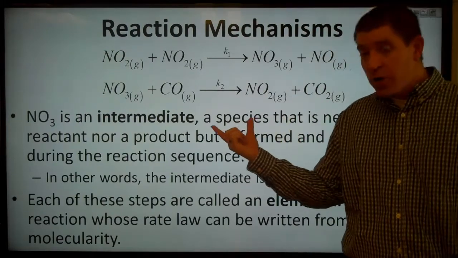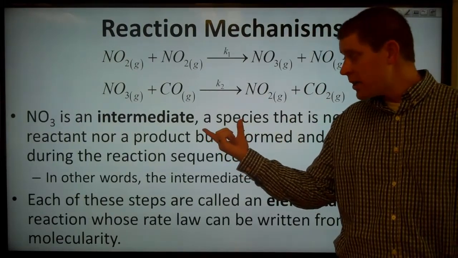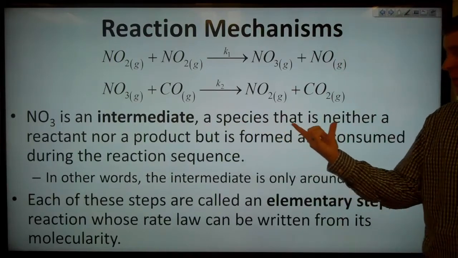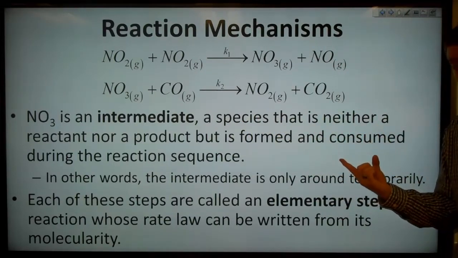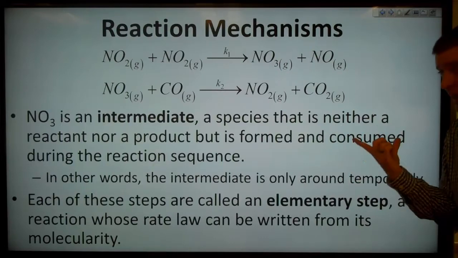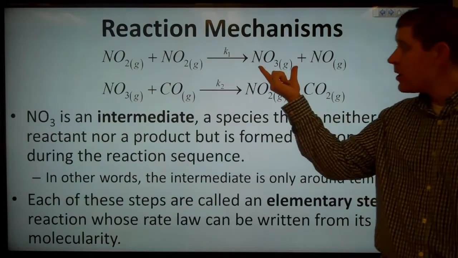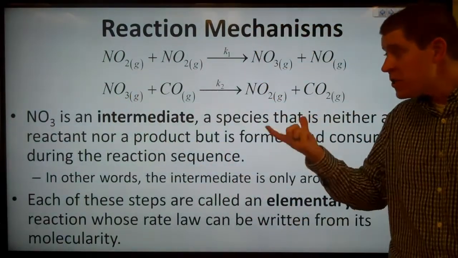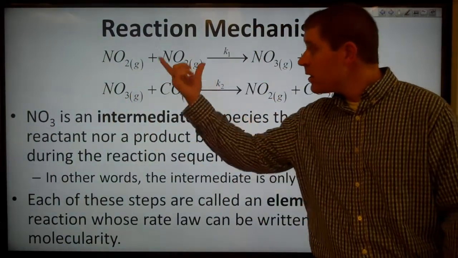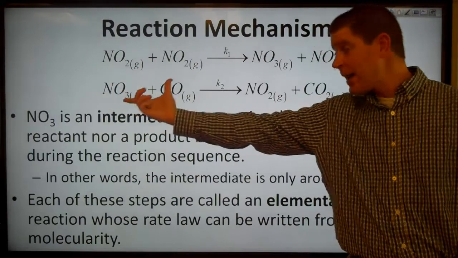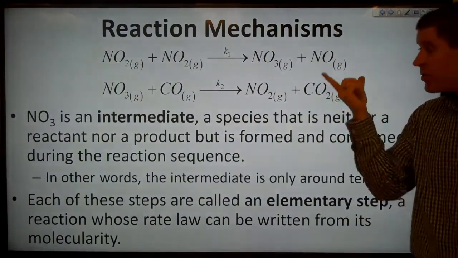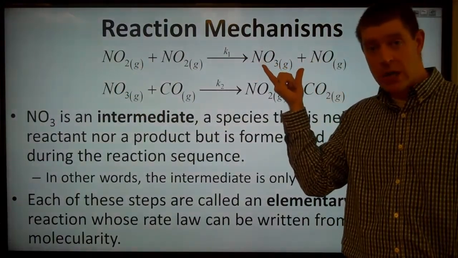NO3 is an intermediate. An intermediate is a species that is neither a reactant nor a product, but it's formed and then later consumed during our reaction sequence. We form it here and we consume it there. It's an intermediate because at the beginning of the reaction, it's not around, and at the end of the reaction, it's not around. It's only around for a short time in between.